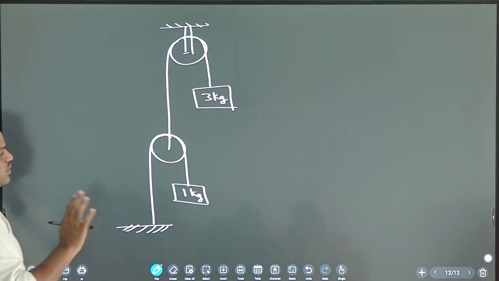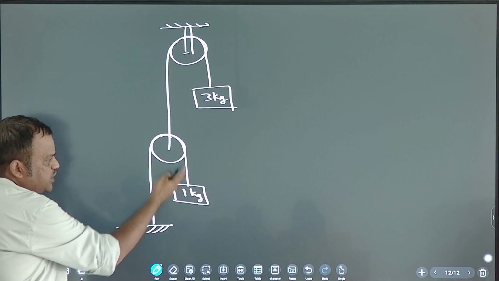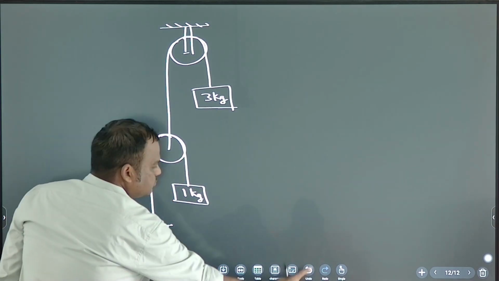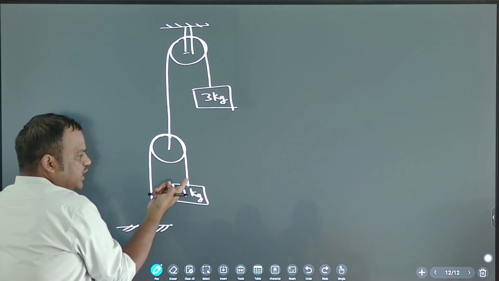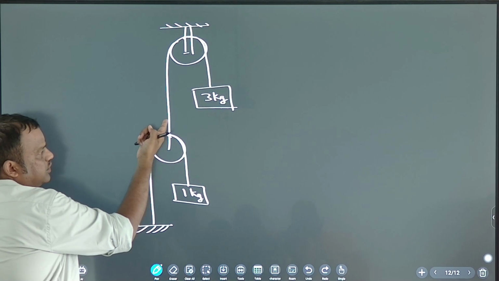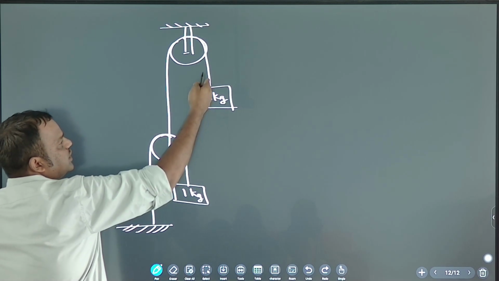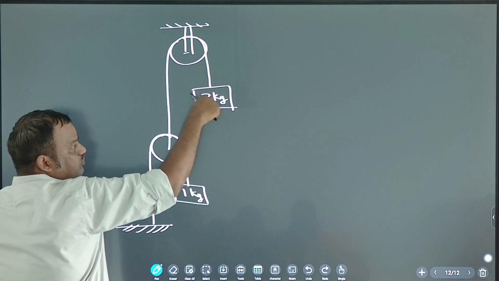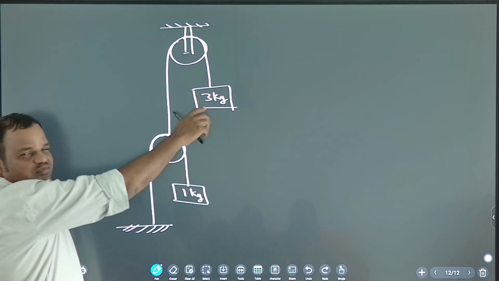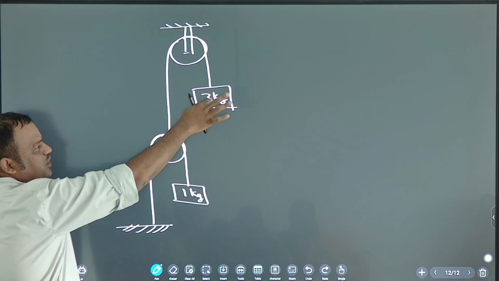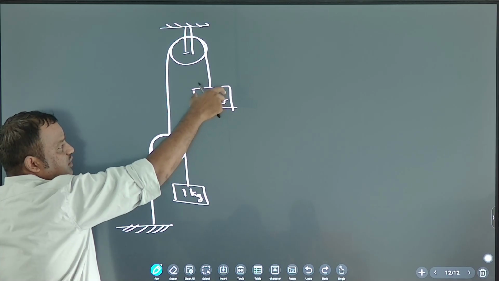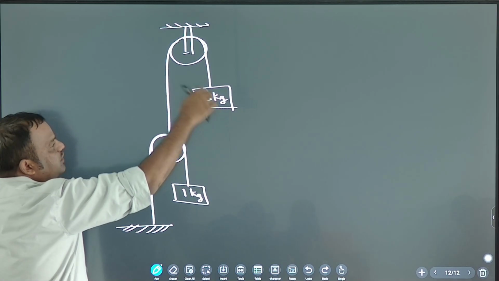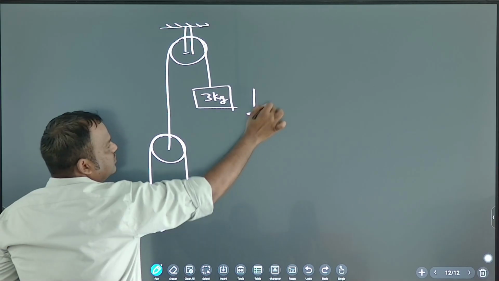Suppose this is at rest. So what is the tension in this? If they are not moving, what is the tension in this? 10. What is the tension in this? 20. Very good. Here tension 20 and downward force 30. So rest is not possible. 30 downward, 20 upward. So this will go down. Correct? So this is going down with A.